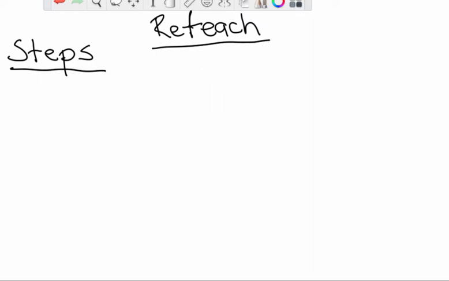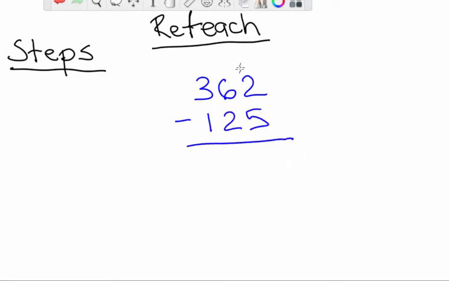The first problem is, I'm going to write this in a nice blue color. Our first problem is 362 minus 125. And notice how I lined up my ones, tens, and hundreds. I want you to go ahead and take a moment and write that down on your workbook.